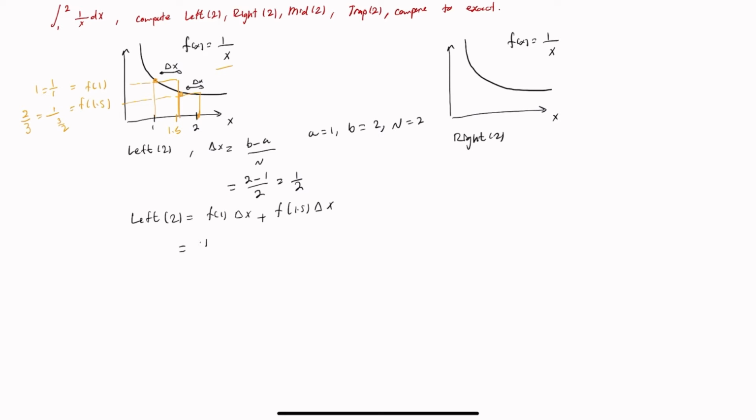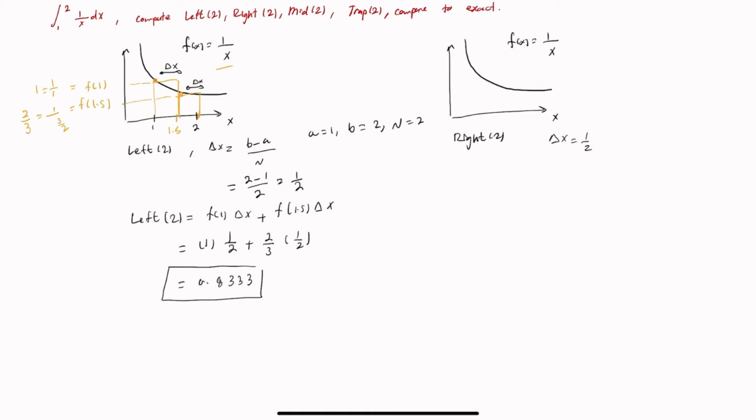That's going to be equal to 1 multiplied by delta x, which is half, plus f of 1.5, which is 2 over 3, multiplied by half. This is going to be approximately 0.8333. So that is left of 2. Now let's move to right of 2. Note in here that the number of sub-intervals is the same, which is 2. Therefore, delta x is going to be the same, which is equal to half.